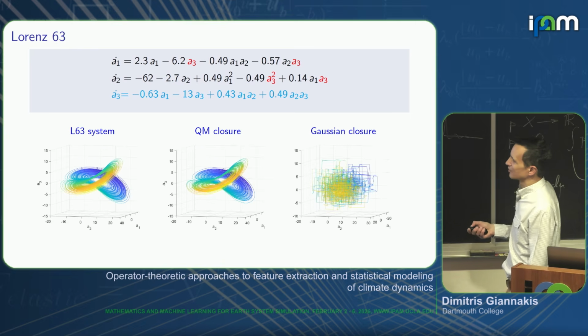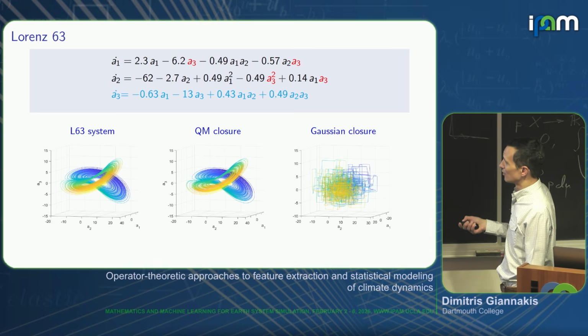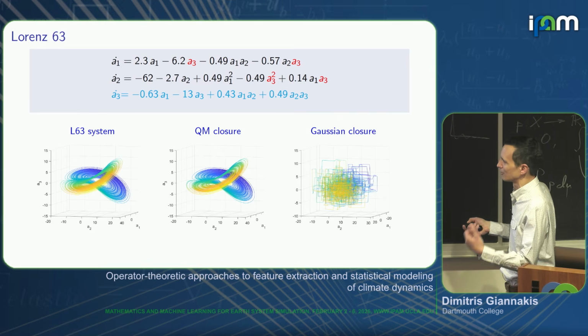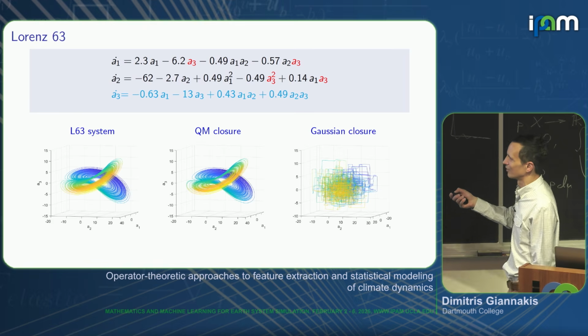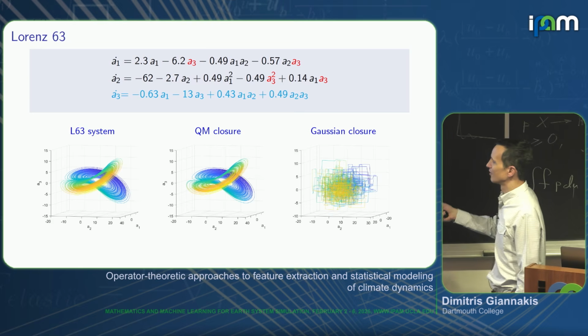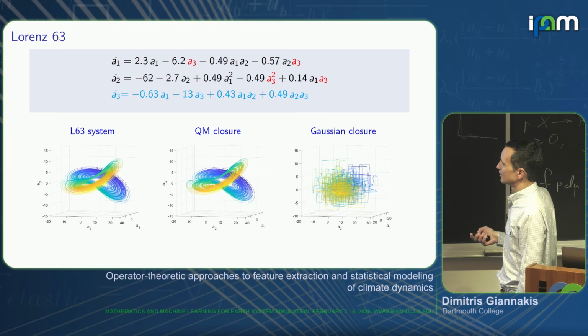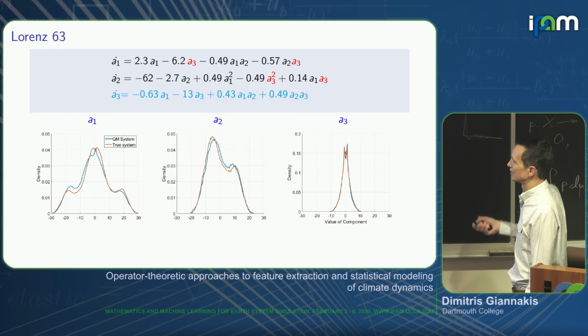As it turns out, we can reconstruct the attractor, in fact, in 3 dimensions, not just on the 2 coordinates. Whereas in the case of the Gaussian closure, because the third coordinate is effectively like a random process, the structure is lost. But this method, in this admittedly simple example, learns also the unresolved degree of freedom. It also captures the statistics. These are the time correlation functions and histograms of the state vector components.